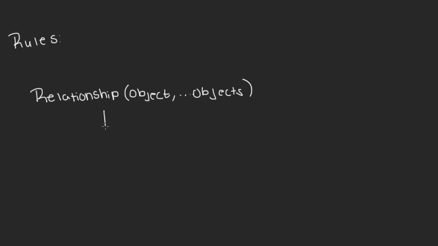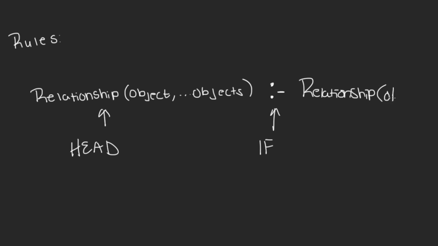Just to remind you guys, we have rules, and on the left-hand side, we'll have some relationship, and we'll have our parameters. We can have an object, or we can have multiple objects. This is denoted by the head. This will be the head of the statement. And then we have if, denoted by the operator of a colon and a hyphen. This is our if statement. So we're saying, if, and then on the right-hand side, we'll have another relationship as well as an object or multiple objects, period. And this will be our body.